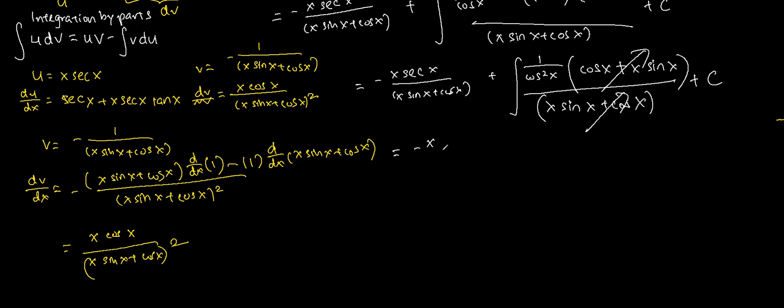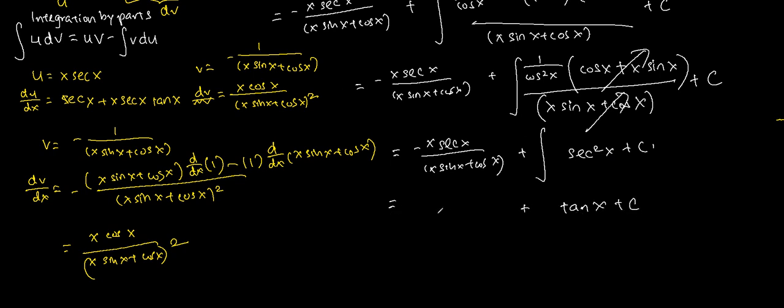So now we're left with x secant x over x sine x plus cosine x, plus the integration of, we know that 1 over cosine square x is secant square x, plus c. And then we integrate secant square x, which equals tangent x plus c, plus the negative of x secant x over x sine x plus cosine x.